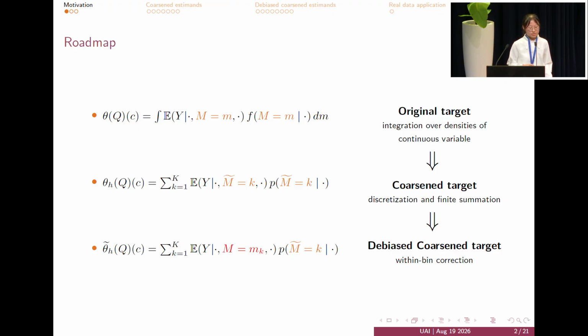So when we use this coarsened target, could we really get what we want? And if not, where does this bias come from and how could we fix it? So in this project, we do a simple correction in this functional, which gives us the debiased causal target. That's the tilde theta h.